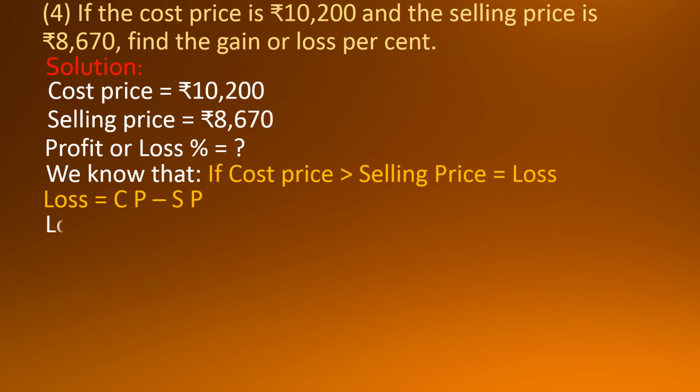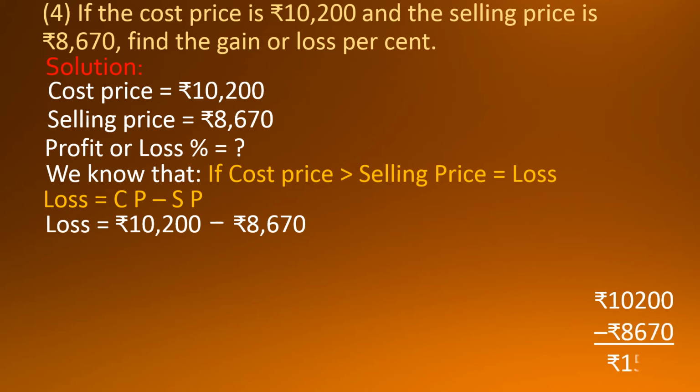Now put the value. CP is equal to rupees 10,200. So write down rupees 10,200. Then write the minus sign as it is. And SP is equal to rupees 8,670. So write down rupees 8,670. Now do the subtraction. We get rupees 1,530. So loss is equal to rupees 1,530.